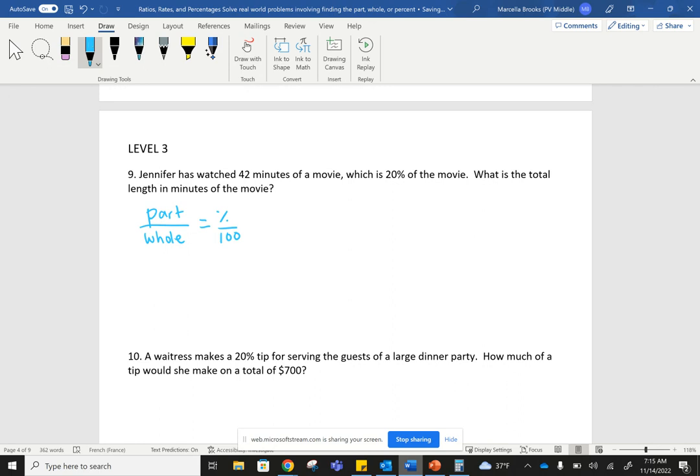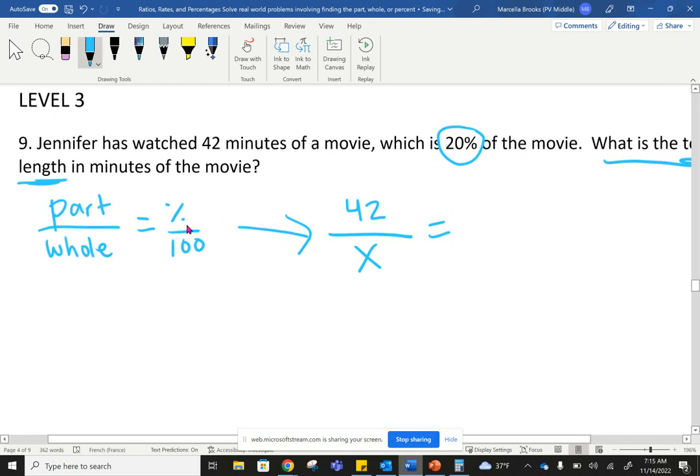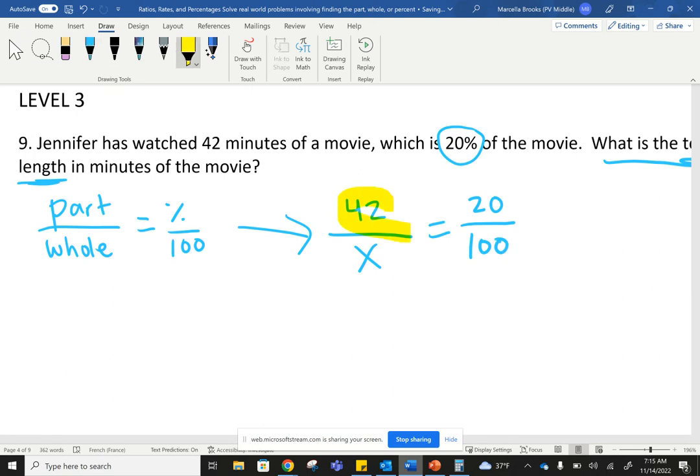So the question tells us what we're looking for, okay? So what is the total length of the movie? So total, that's another word for whole. So we're going to put a variable where the whole goes, okay? Because we don't know what that is. The part is the part of the movie that she watched. So she watched 42 minutes of a movie. And we set it equal to, remember percent, that has a percent sign on it, so that's easy to find. So we're gonna do 20 over 100. We will then cross multiply.